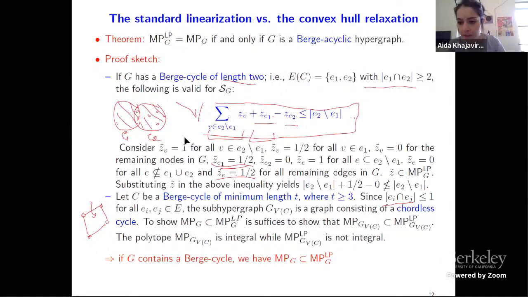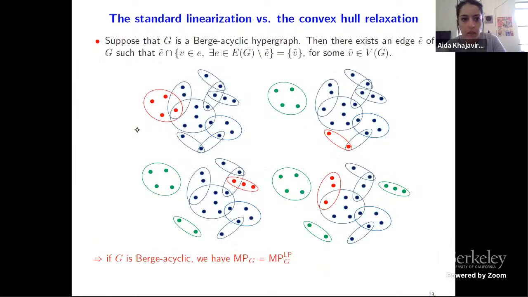from what Padberg did before, I know that in this case, odd cycle inequalities are facet defining and the standard linearization is not the Boolean quadric polytope. And I can use that to show that in this case, the standard linearization is not the multilinear polytope. Okay, so far I have shown if there is a Berge cycle, then the standard linearization is not the multilinear polytope. Okay. Now I go for the converse. So now suppose that I have a Berge acyclic hypergraph.